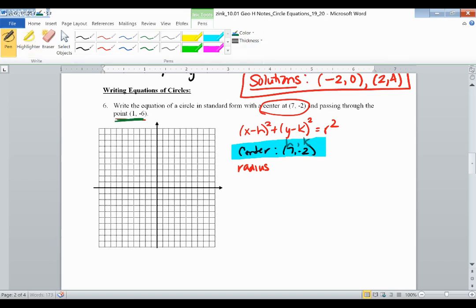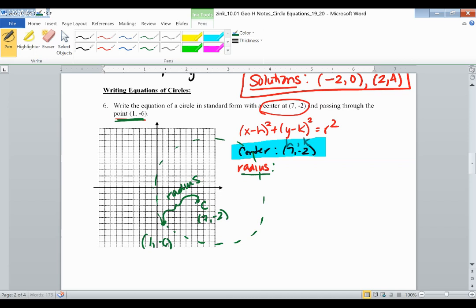So this time it didn't give us a radius, it just gave us a point that it passes through. So let's graph this just to see what's going on. So 1, 2, 3, 4, 5, 6, 7, -2 is my center. And then 1, 2, 3, 4, 5, 6. It passes through this point. So draw a sketch of a circle that has this as a center passing through this point. Well, it's going to have to look something like that. So this right here is going to be my radius of the circle. So this is the point 1, -6. This is the point 7, -2. So now I still need that radius.